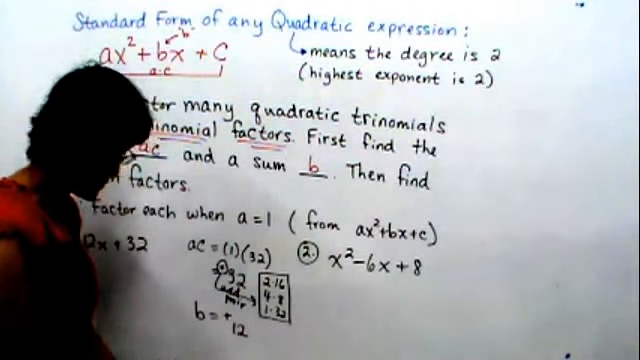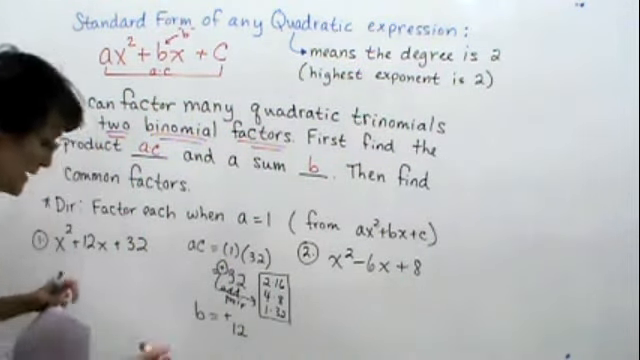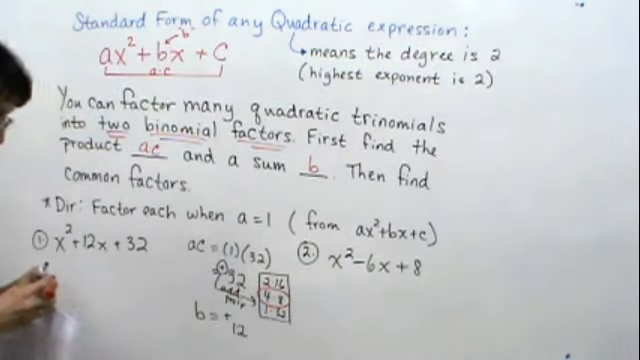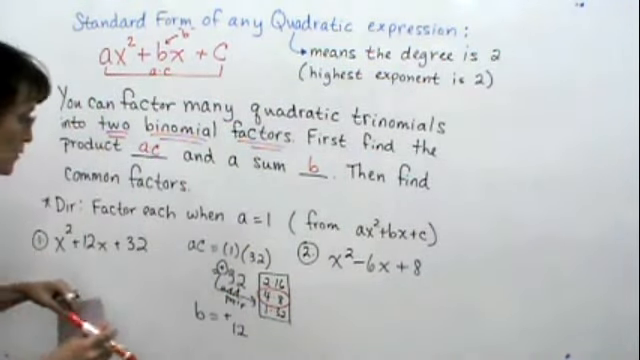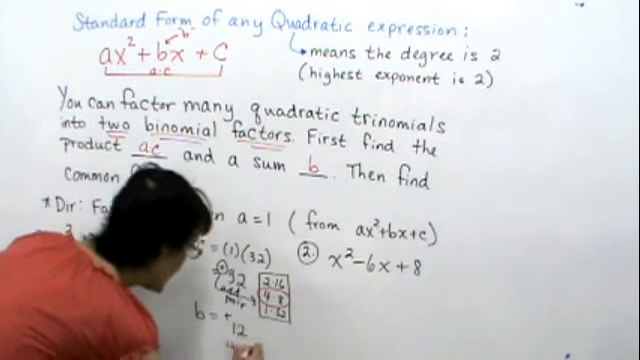So the pair that's going to work on that is my 4 and my 8, because 4 plus 8 is 12. So this is my pair that's going to work there. So I've got 4 and 8. So I'm just going to put 4 and 8 down here.